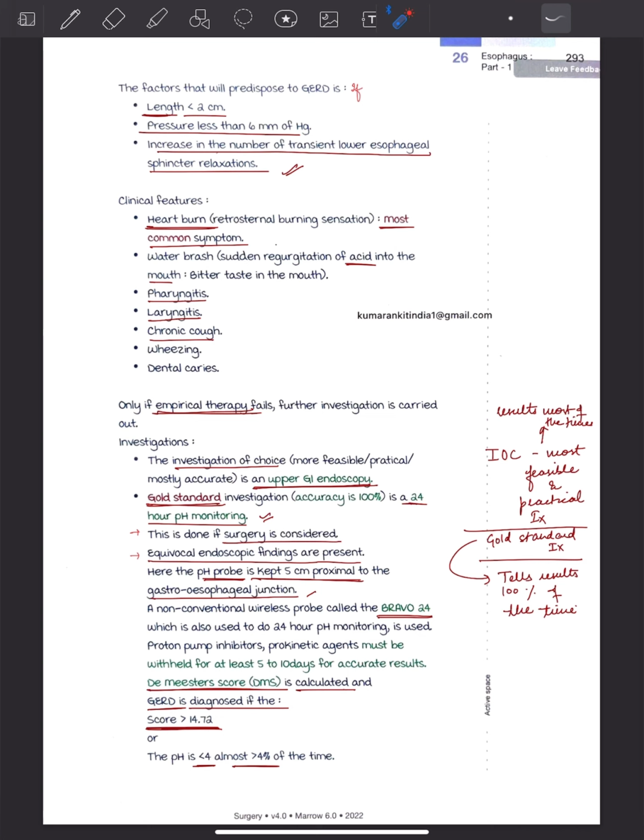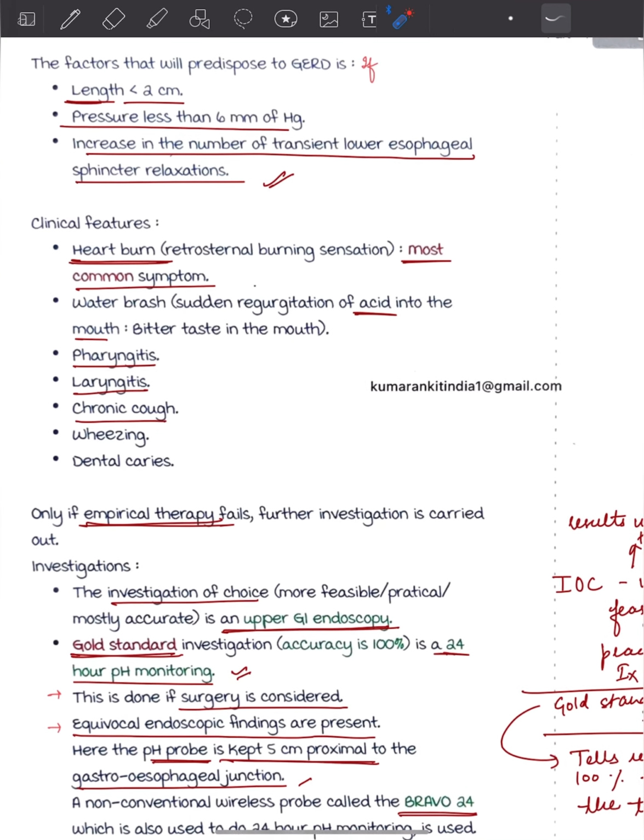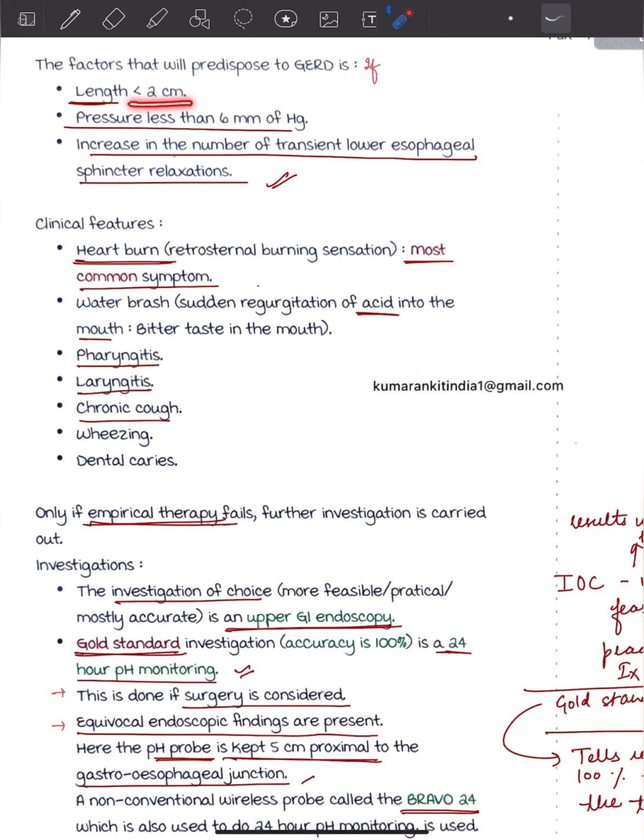Now the factors which will predispose to GERD are if the length is less than 2 centimeters, if the pressure is less than 6 millimeters of Hg, if there is increase in number of transient lower esophageal sphincter relaxation. That means if the lower esophageal sphincter relaxes too frequently, it will cause the acid to reflux into the esophagus.